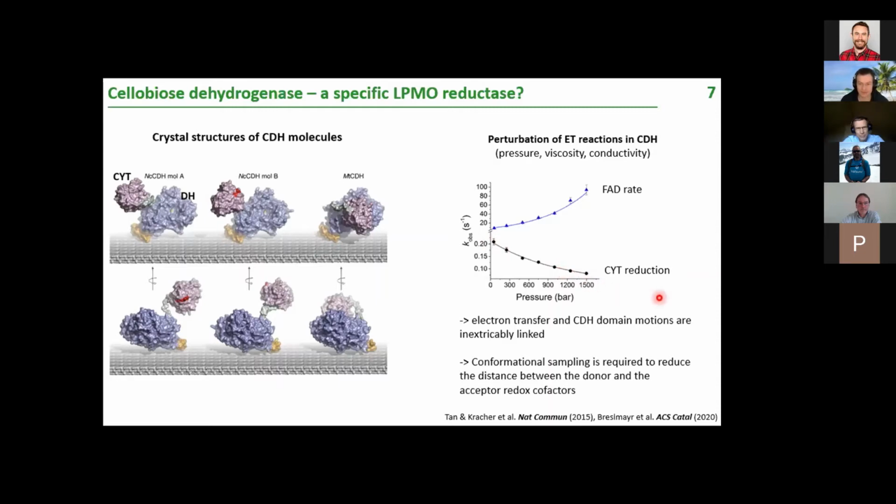It really seems that in this particular case, when we apply pressure, we restrict the mobility of the enzyme, and we reduce the electron transfer. So it seems that we have to allow a certain conformational freedom to really enable this electron transfer reaction to occur. So what we can say is that this electron transfer reaction is really linked to domain motions. It's one of the outcomes.